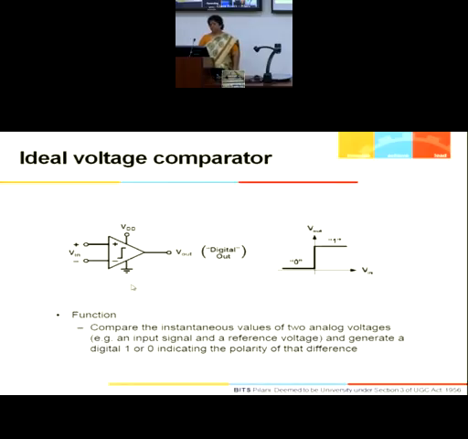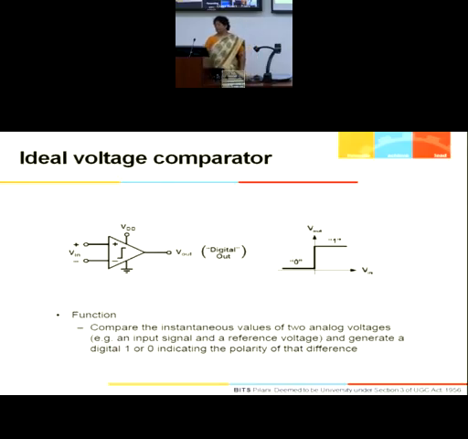If this is the symbol of an ideal voltage comparator operating with a certain VDD, we are taking a single-ended output and a differential input. One of them may be a reference voltage with which you are comparing, the other will be your input. So the input can be less than the reference or more than the reference. Accordingly, my output will be produced. One time it would be a high-going transition, other time a low-going transition.